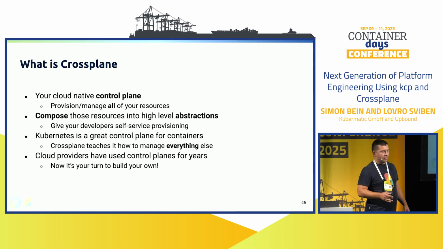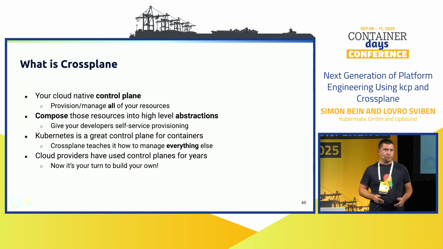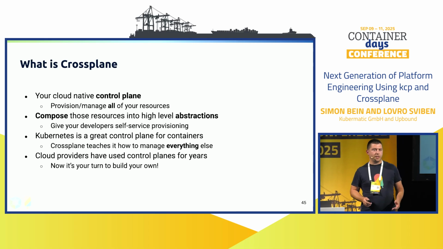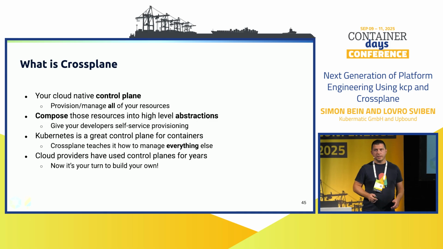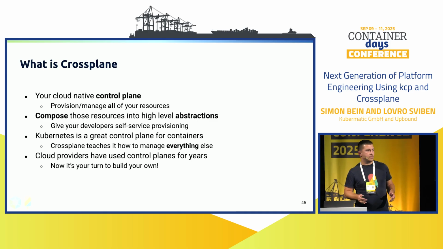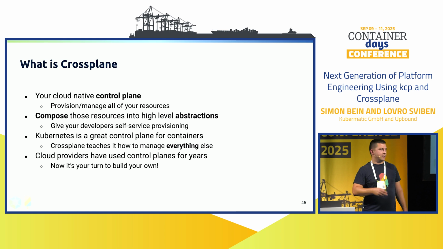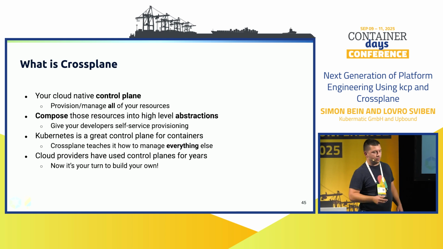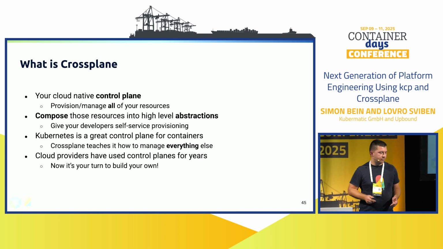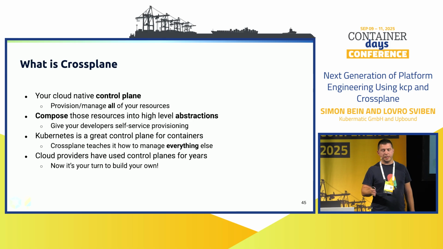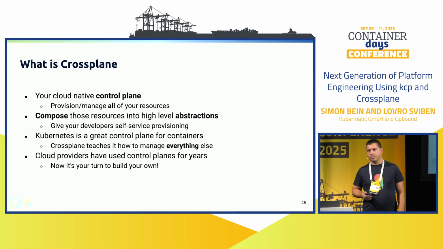What is Crossplane? We like to say that it's a cloud-native control plane with which you can provision and manage all of your resources. You can compose those resources, and this is one of the strong points of Crossplane, into higher-level abstractions that can later be used, for example, by your developers to get a golden path for self-service provisioning. We know that Kubernetes is a great control plane, but for containers. And then Crossplane can teach it to manage everything else.